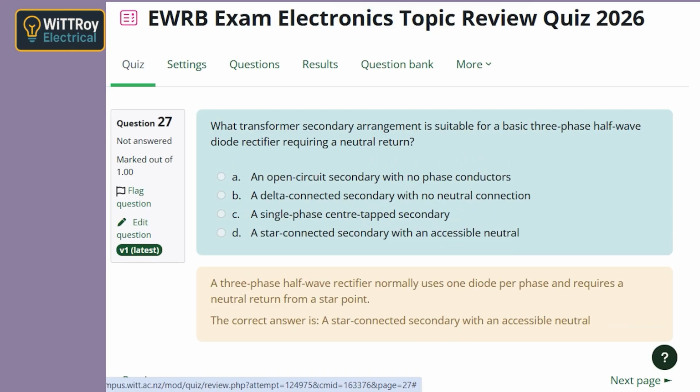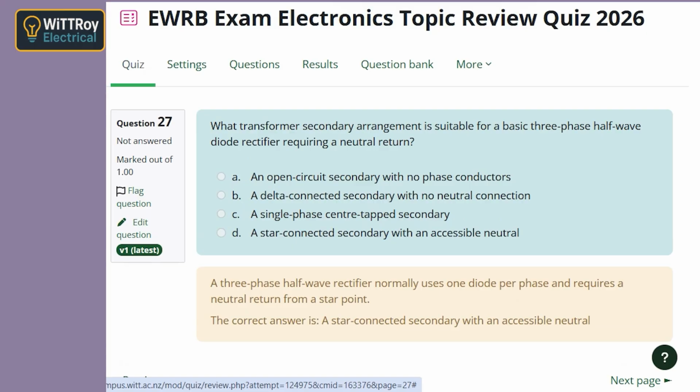Question 27. What transformer secondary arrangement is suitable for a basic 3-phase half-wave diode rectifier requiring a neutral return? I chose the delta secondary with no neutral. I noticed it was a 3-phase question, but I didn't think about where the return path would be. That one needs another look. Don't try to memorize the sentence yet. Follow the current or voltage first.